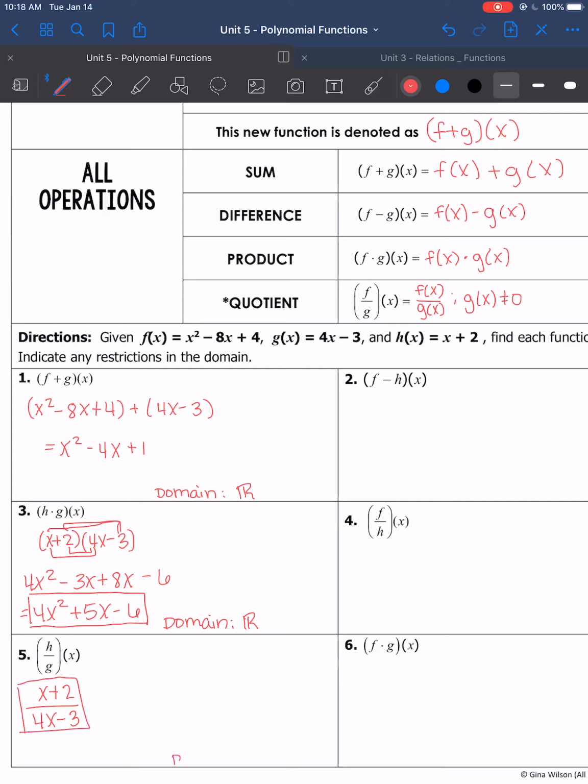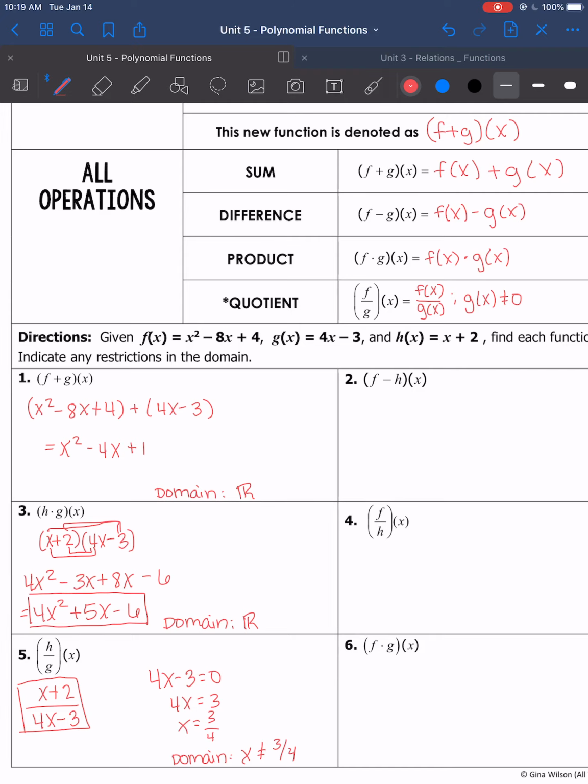And my domain, well, what would make my denominator 0? So 4x minus 3 equal to 0. 4x equals 3, so x equals 3/4. So x cannot be 3/4 because that would make my denominator 0.